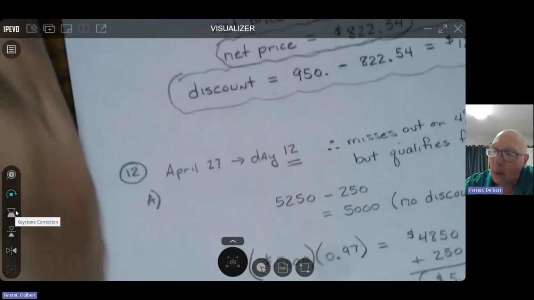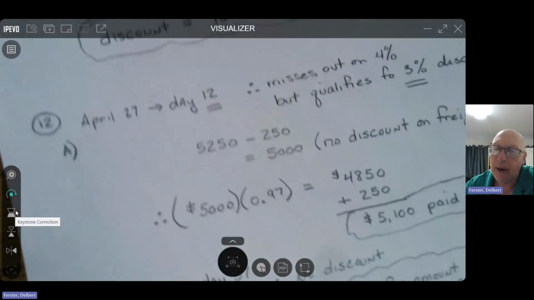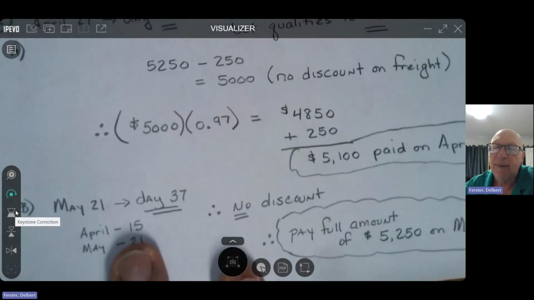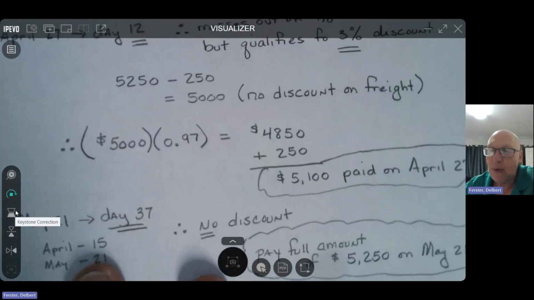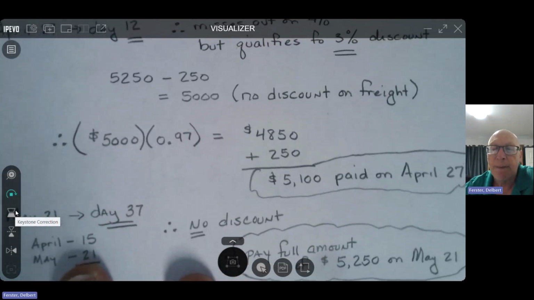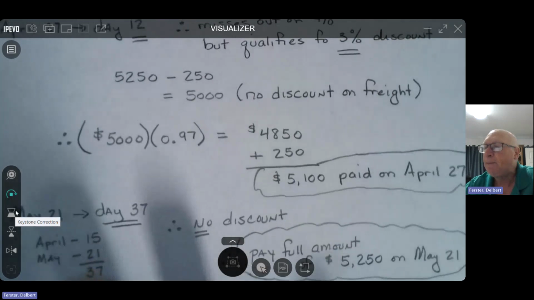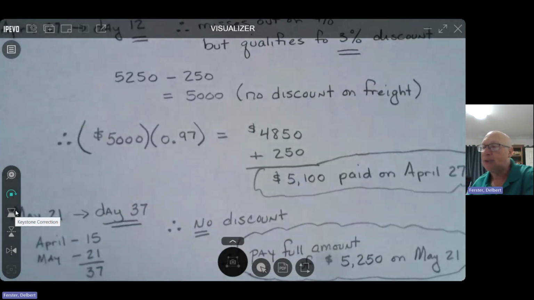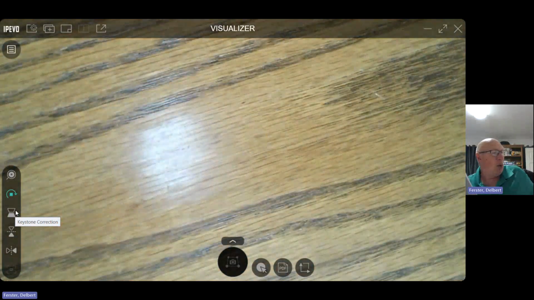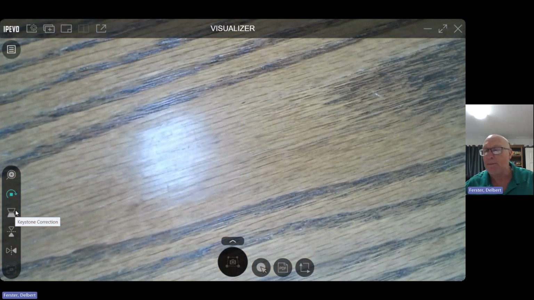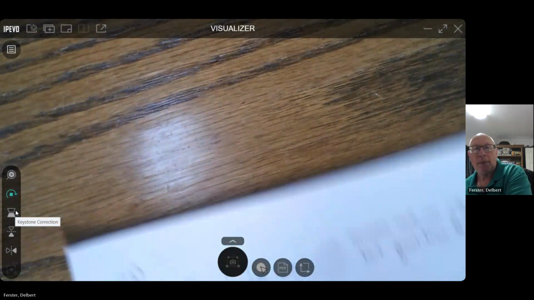And my cord got in the way here. The full amount in this context is $5,250. So if he makes his payment on May 21st, that would be his remission, the full amount, $5,250. All right, that takes us through problem 12. Let's go ahead and switch out answers. We'll take a look at problem 13.